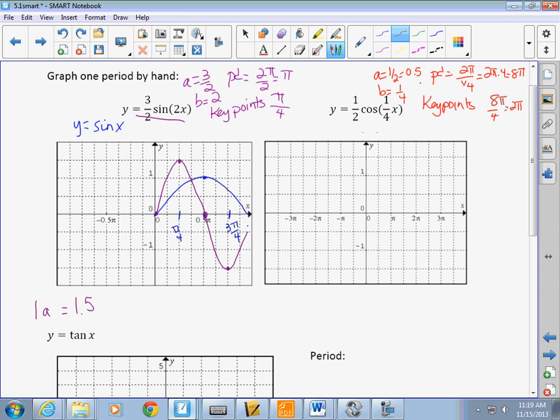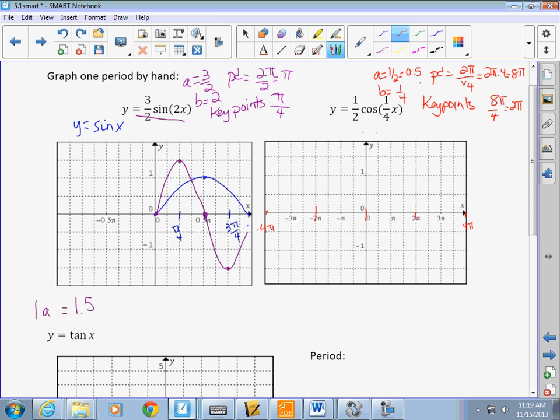So this graph here doesn't go to 8 pi, but I need to go a distance of 8 pi. So I'm going to go from 4 pi to negative 4 pi, which is a distance of 8 pi. So within that 8 pi, I have to do that graph. If I divide this into my key points, then at 4 pi, 2 pi, 0, negative 2 pi, and then of course negative 4 pi is where it would start.